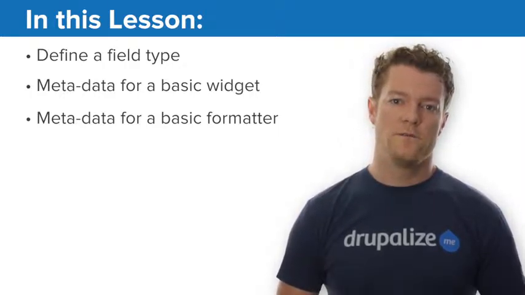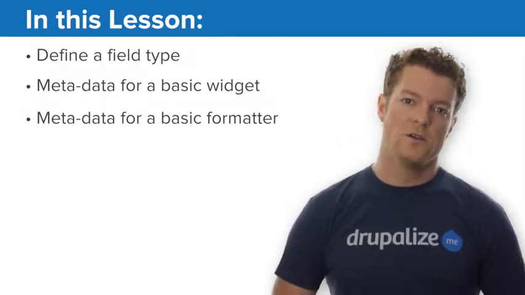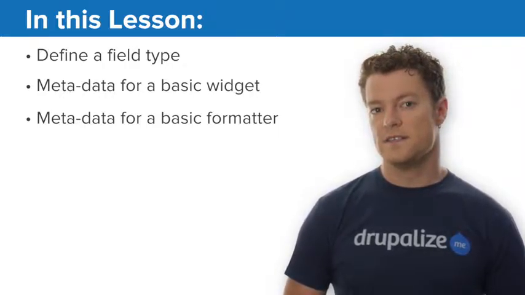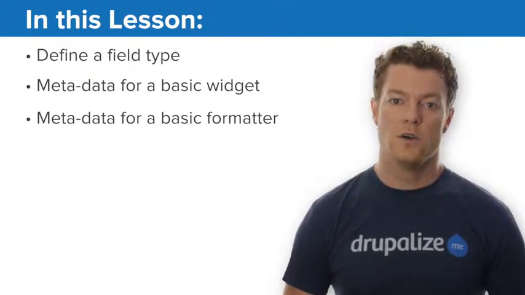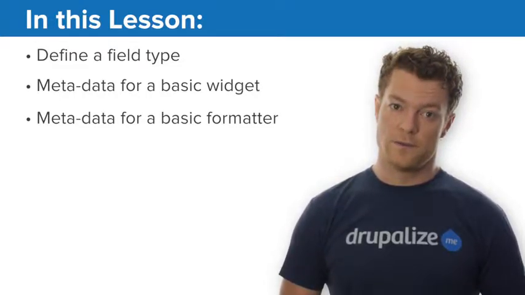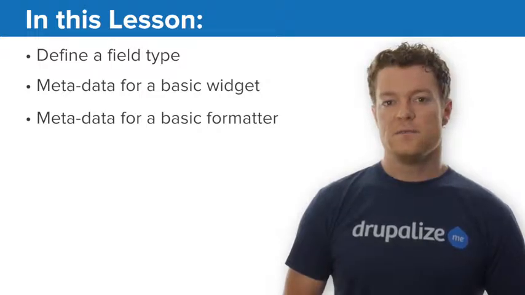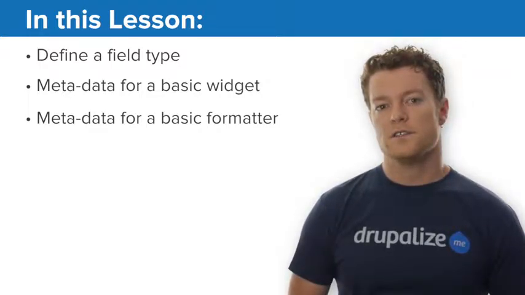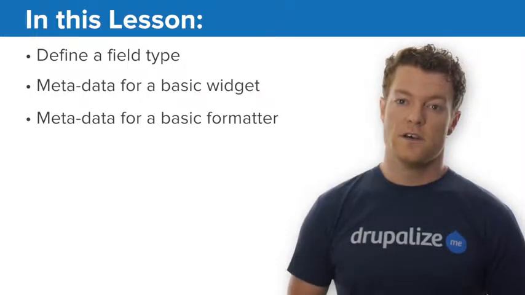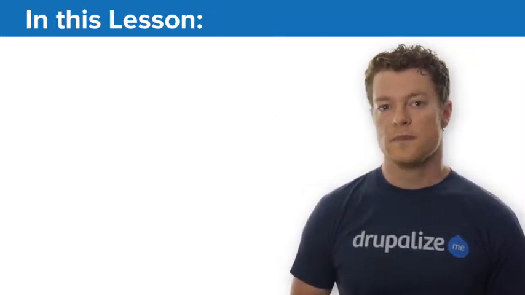Then, in order to get our field to show up in the admin UI, we'll need to define a default widget and formatter. Since those don't exist yet for our field, we'll implement hook_field_widget_info and hook_field_formatter_info, providing just the basics that are required to get our field to show in the UI. We'll come back later and talk more in depth about each of those hooks in later lessons.